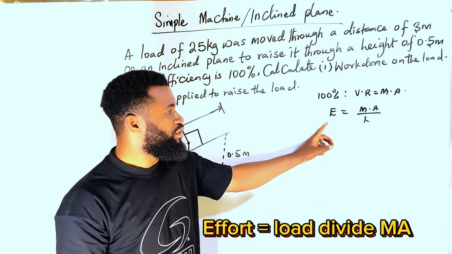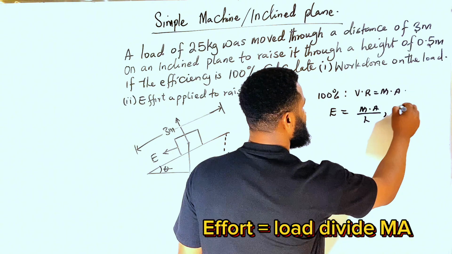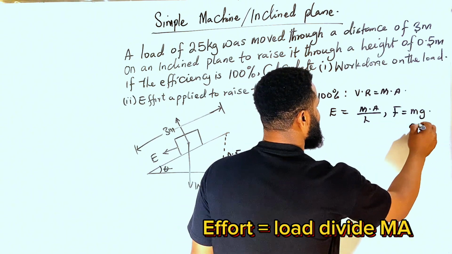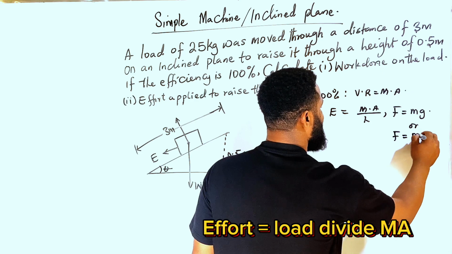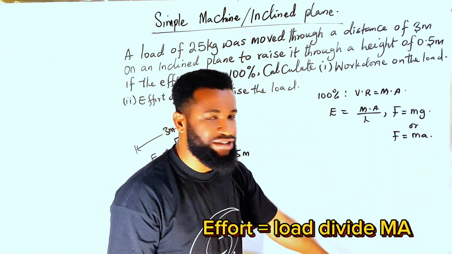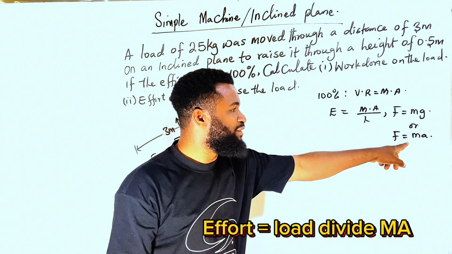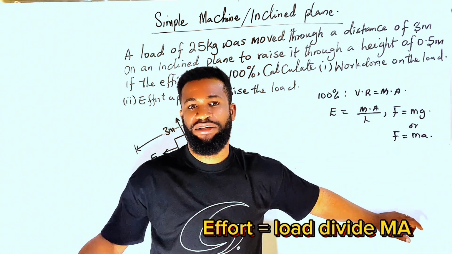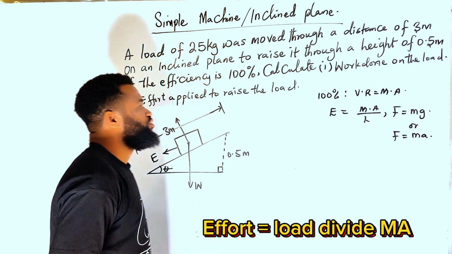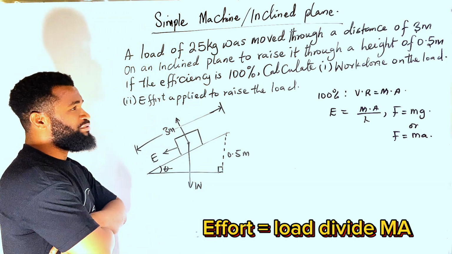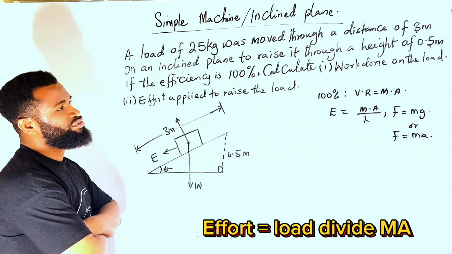Remember also that force on its own is mass times acceleration due to gravity, or we can say that force is equal to mass times acceleration. This is the force acting downward, and this is a force acting on a straight line on every other plane. So having known this and having put these points down, let's go straight to solving the question.